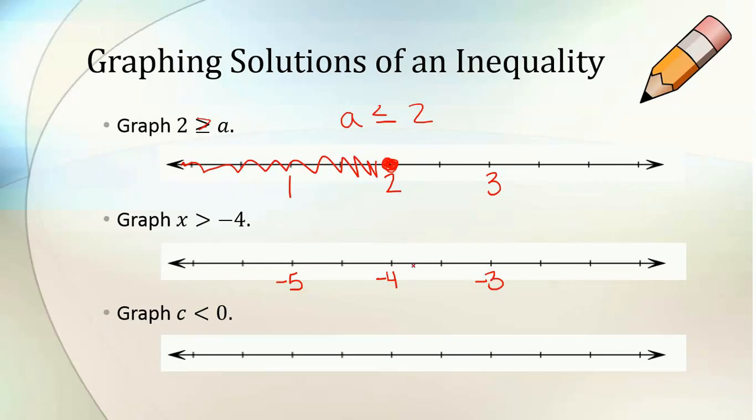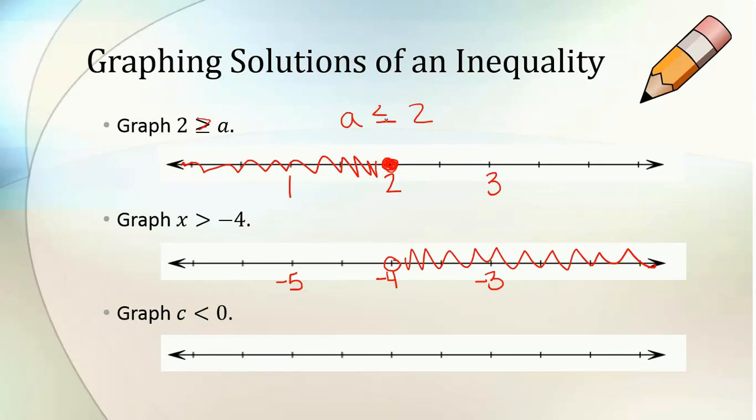Now, what kind of dot at -4? Open or closed? It's going to be open, right? Because it's only greater than, not equal to, no line underneath. Which way am I going to shade? Is -5 greater than -4 or is -3 greater than -4? -3 is. So I'm going to shade on this side. Notice how the arrow of your inequality points to the way you shade. As long as the variable is on the left, that is an accurate thing you can always look at.